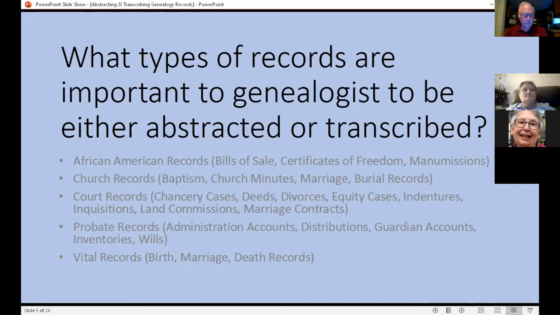With court records, you have chancery records, deeds, divorces, equity records, inquisition records, land commissions, marriage contracts. Then you have probate records that cover administration accounts, distributions, guardian accounts, inventories, and wills, and then, of course, vital records. All these types of records are very vital to either abstracting or transcribing.